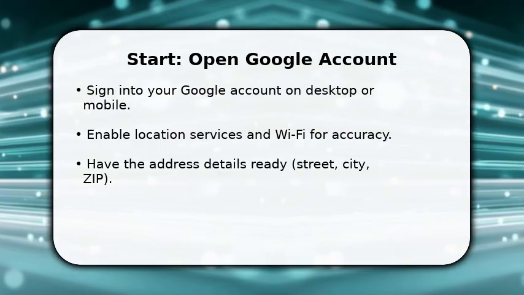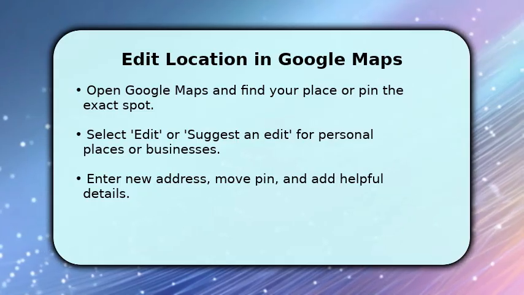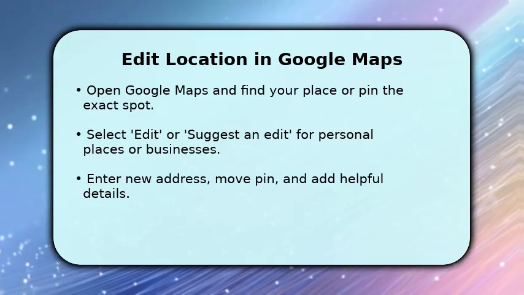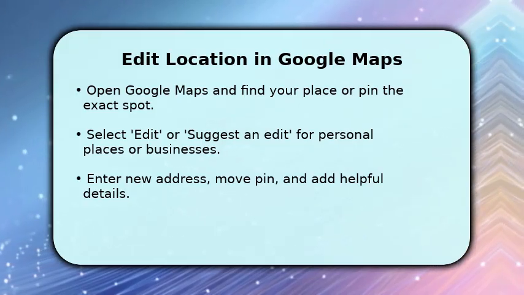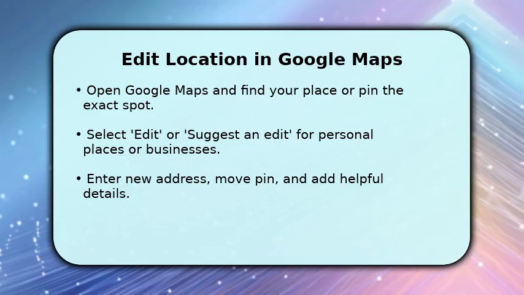You navigate to Google Maps and locate your place by searching or long pressing to drop a pin. This makes your edit precise. Once the place is selected, choose Edit or Suggest an Edit. For businesses, use Google Business Profile to access verification options.